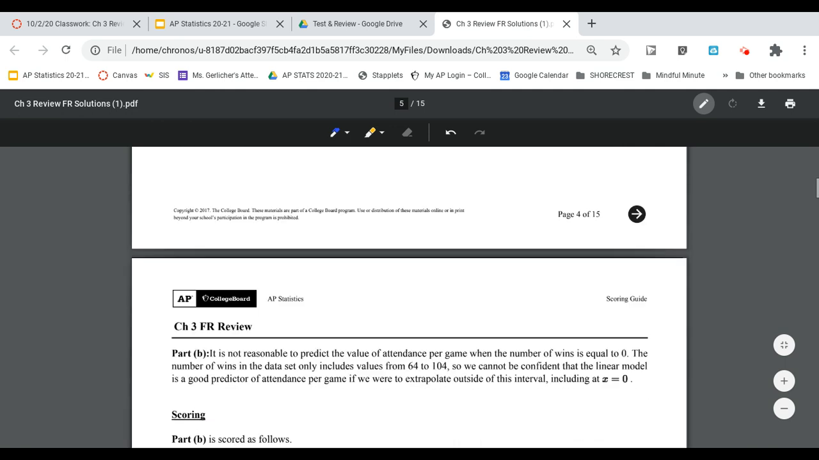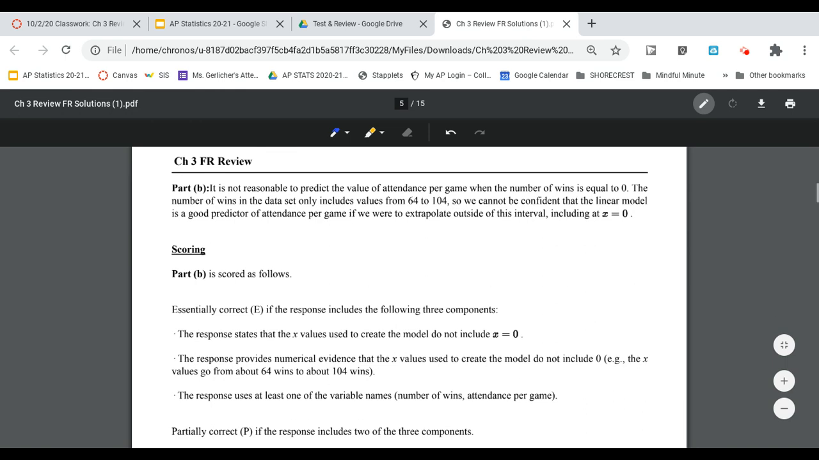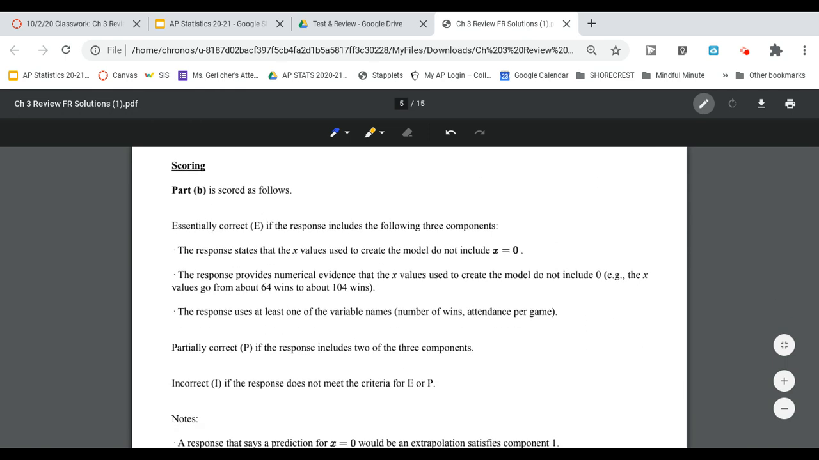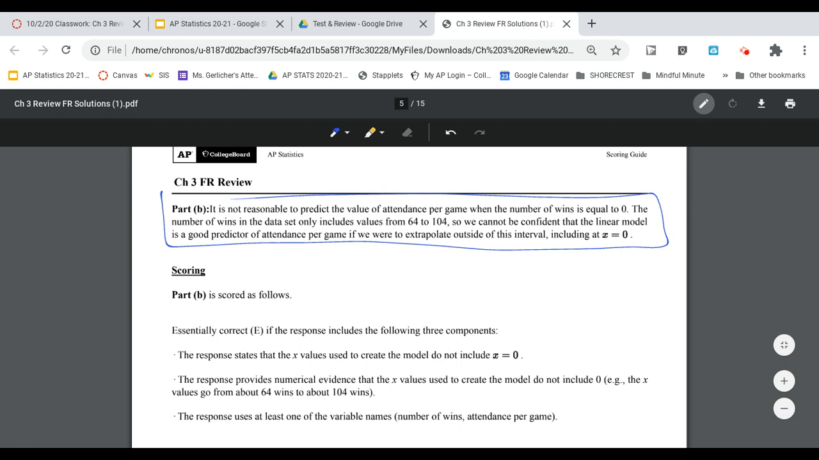Okay, so we keep scrolling. Now we're on to part B, where it's about extrapolation. The fact is x equals 0, 0 wins, is so far away from the data you have that you can't assume the pattern works all the way out there. So here is their kind of example solution.